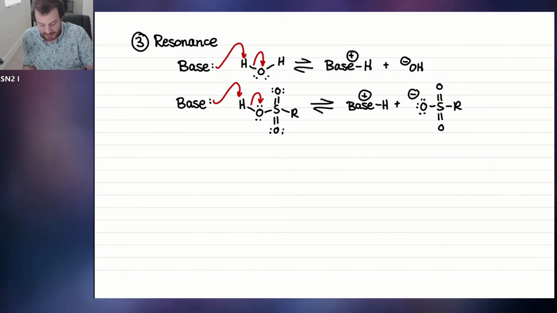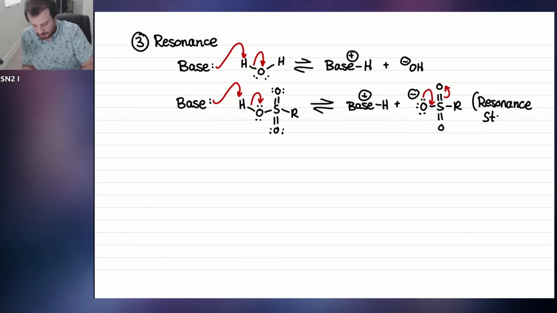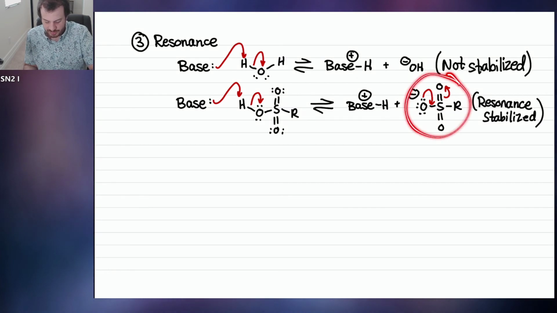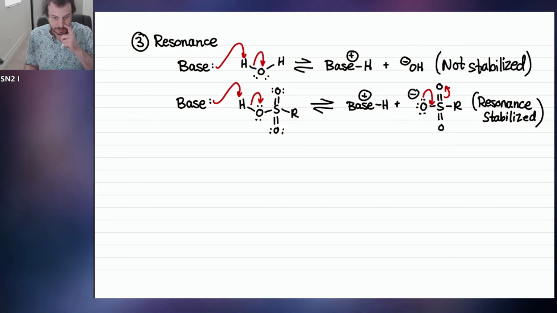Now it can participate in resonance, right? You can draw a lone pair next to pi, et cetera. So this is resonance stabilized, and this is not resonance stabilized. So that makes the sulfonate a much, much, much better leaving group than hydroxide.